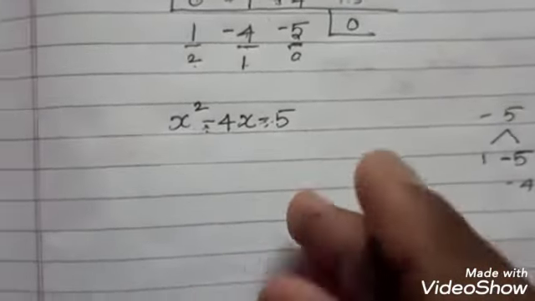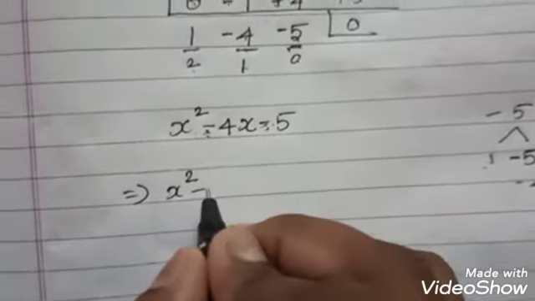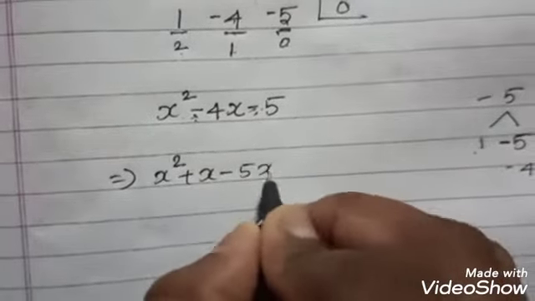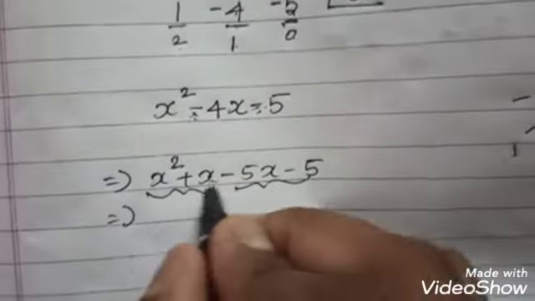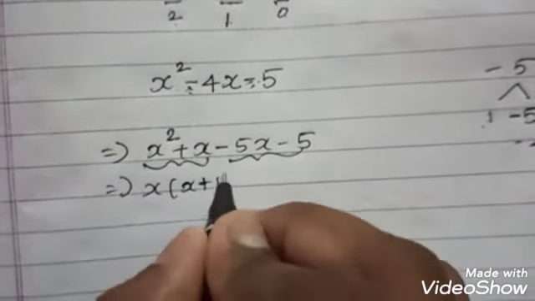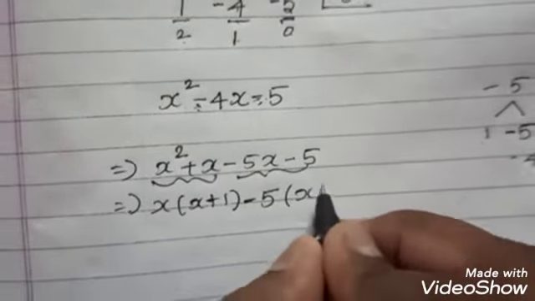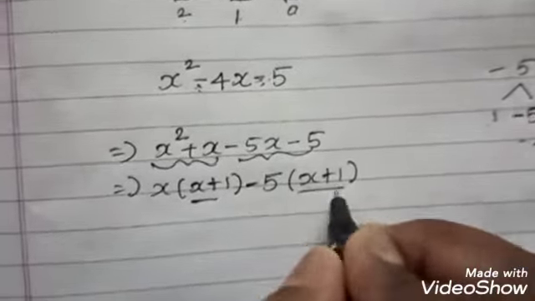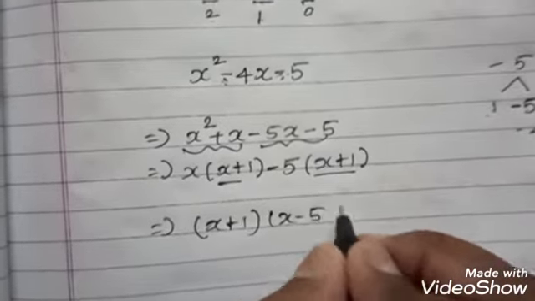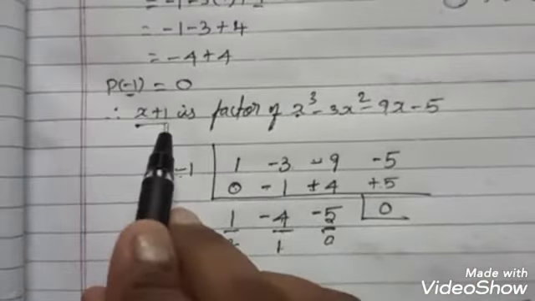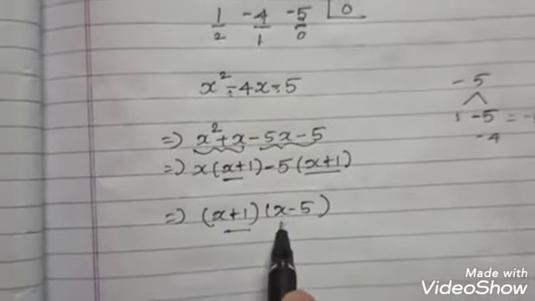Minus 4, minus 5. Just you have to split it. x square plus x minus 5x minus 5. So first two, you take x plus 1 as the factor, remaining you take minus 5. It should be remaining x plus 1. x plus 1 is common. You take x plus 1 and the remaining is x minus 5. Already you know that x plus 1 is the factor, and here another x plus 1 and then minus 5.